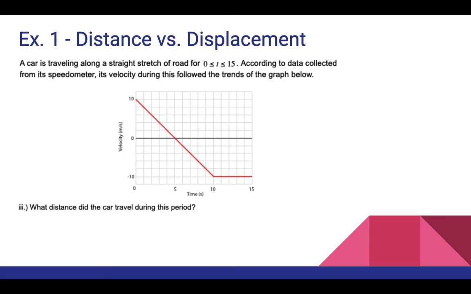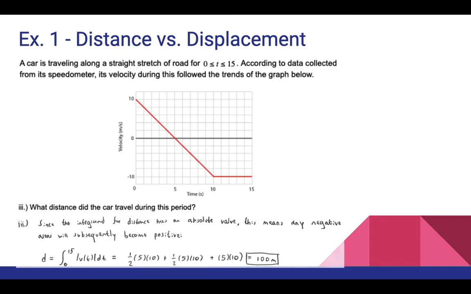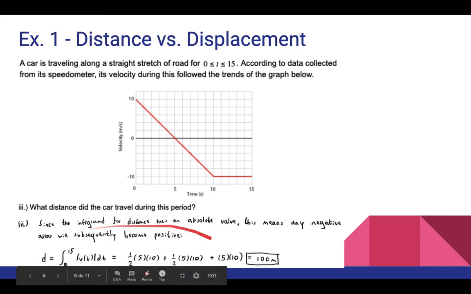And then lastly, if we ask what distance did the car travel during this period, okay? Since the integrand for distance has an absolute value on the speed function, on the velocity function, this means that any negative areas we've calculated in the first part are subsequently going to become positive. So we're going to still have 1/2 5 times 10. We're still going to have 1/2 5 times 10 for a second triangle, and we're still going to have 5 times 10 for the first rectangle right here. Okay, but instead of having negatives for the second triangle and the first rectangle, we're now going to have positives, which when we do all the calculations is going to give us an overall distance of 100 meters traveled.